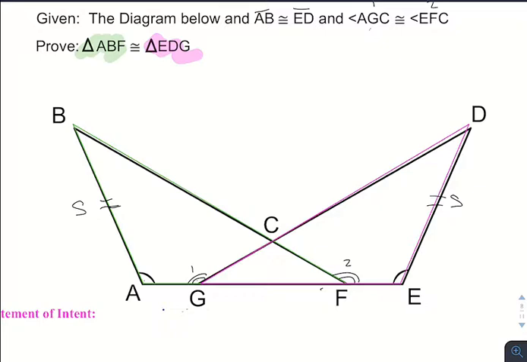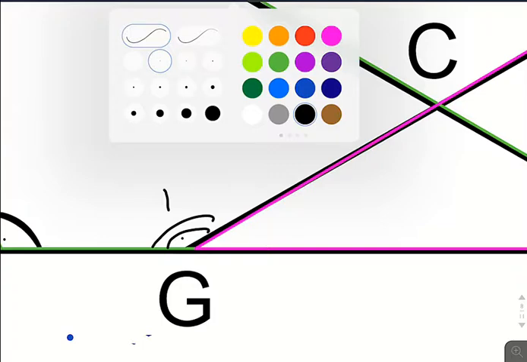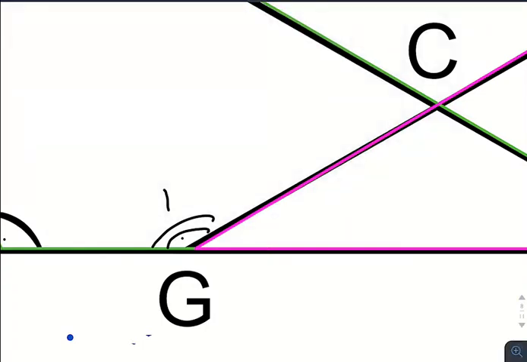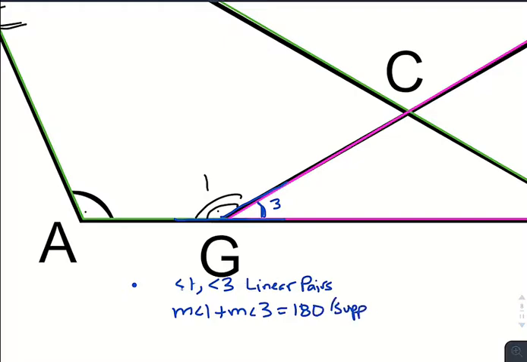But if we zoom in here, if we look at angle 1 and we look at angle 2, they actually do something very important, which is that they form a line with this angle. So if I look at angle 1, I'm going to call this angle 3. Angle 1 and angle 3 do form a line together, which means they have a very particular relationship. We've seen this before. We know that angle 1 and angle 3 are linear pairs, which means that the measure of angle 1 plus the measure of angle 3 has to be 180 degrees because they're supplementary. I'm just going to abbreviate that right there.